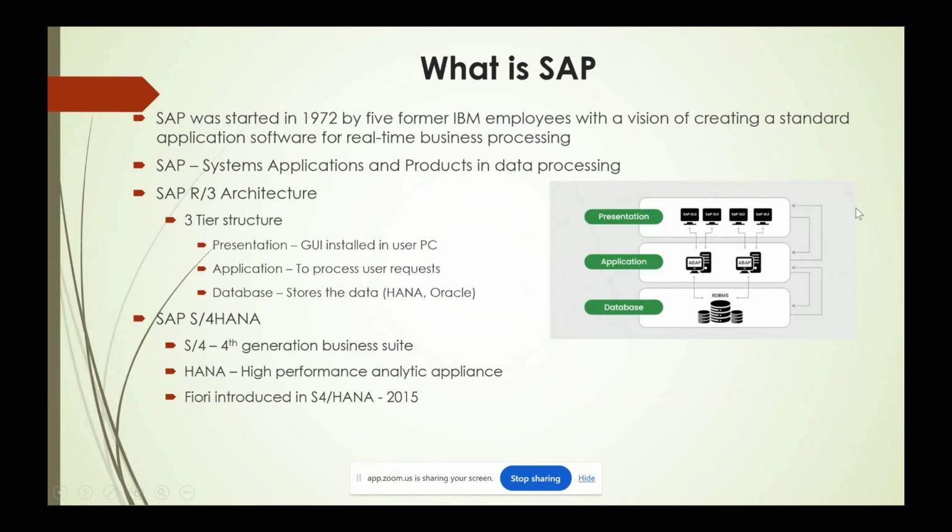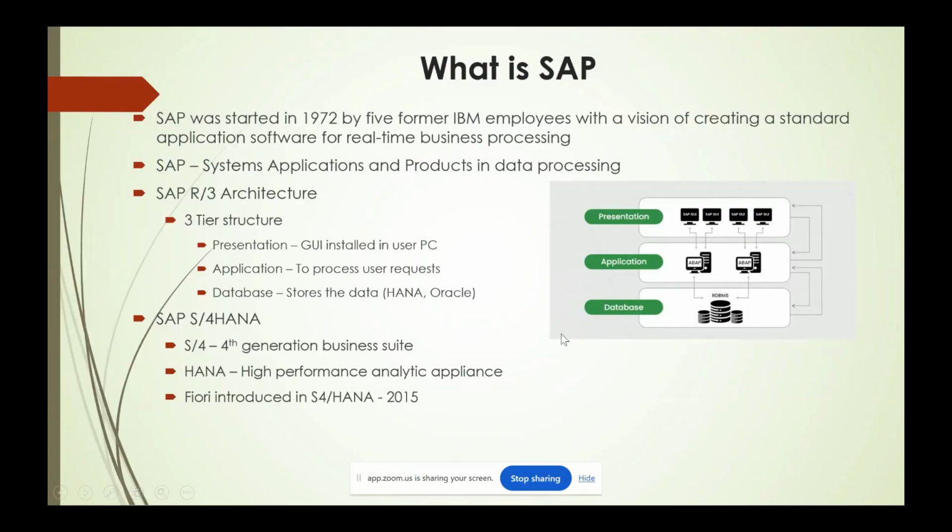Fiori is your mobile application. You can access it anywhere, not only from your laptop but outside of it, on your mobile. But in ECC, you could access SAP only on a desktop or laptop. So SAP developed that solution in 2015 in S4 HANA. So from this slide you got what SAP is, what the architecture of SAP is, and when S4 HANA was introduced.